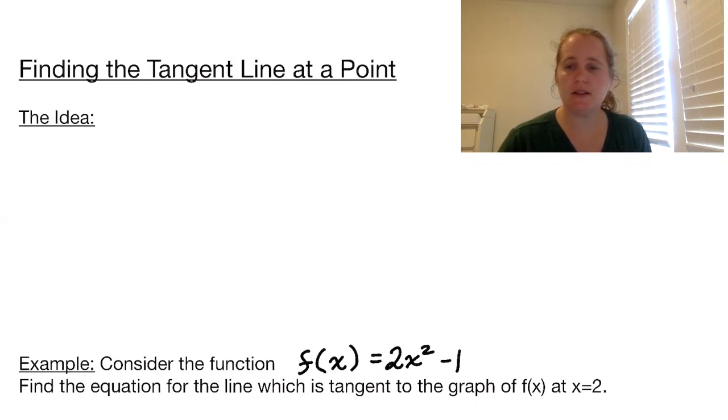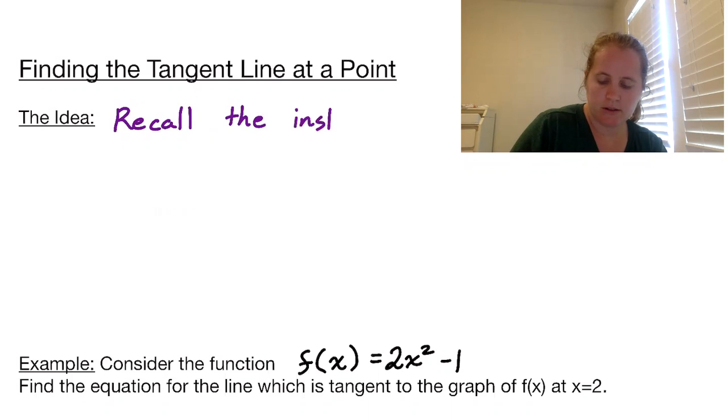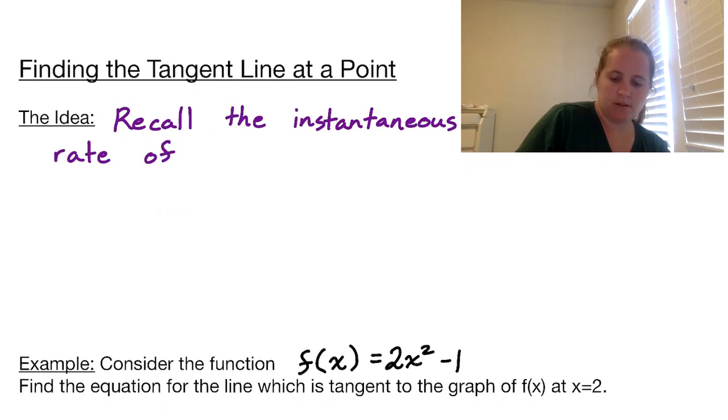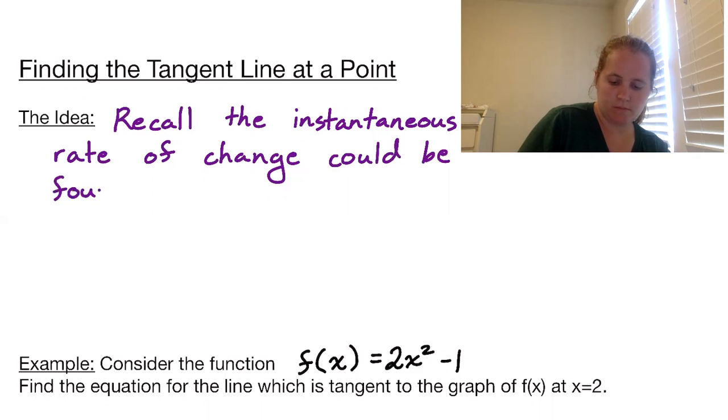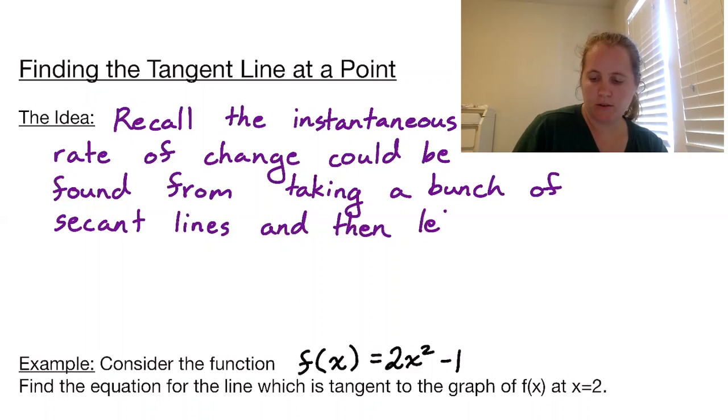Welcome to finding the tangent line at a point. So the idea here is we've seen before, so recall that the instantaneous rate of change could be found from taking a bunch of secant lines and then letting the points get closer and closer together.